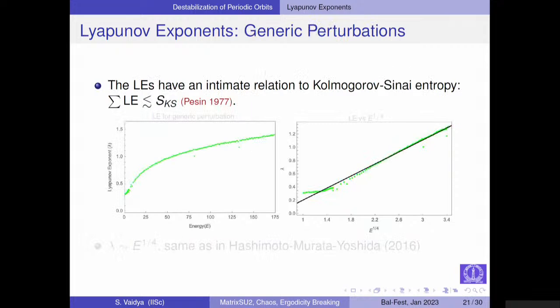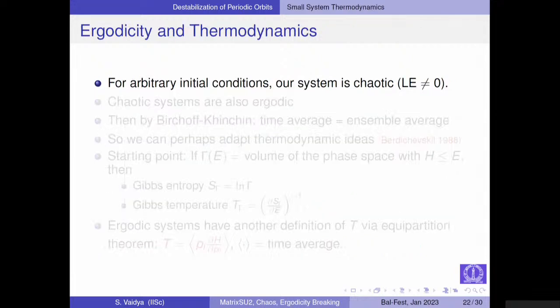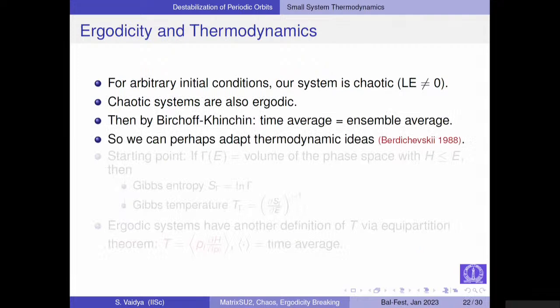But you can then go ahead and look at generic perturbations. And for generic perturbations also, you can see that the plot of Lyapunov exponents versus E to the 1/4 is a straight line. And this was a result that was, I think, first discovered in a very closely related model by Hashimoto, Murata, and Yoshida a few years ago, where they found that the Lyapunov exponents grow like E to the 1/4. Okay.